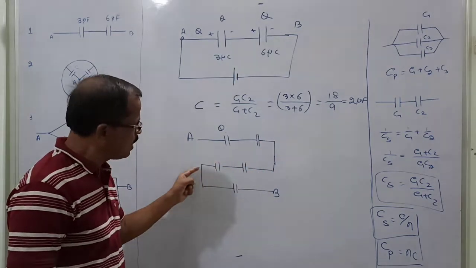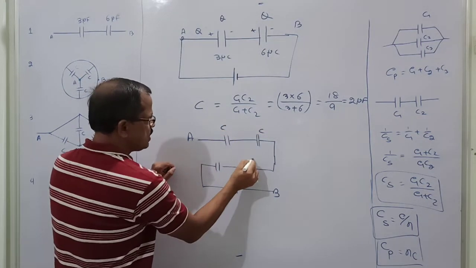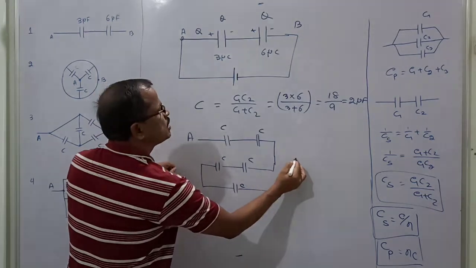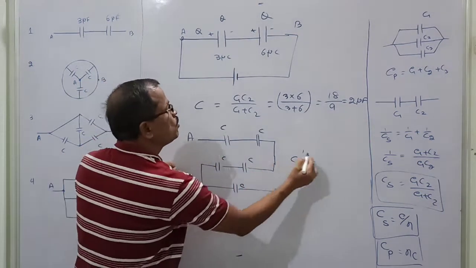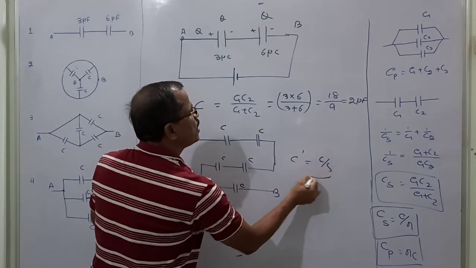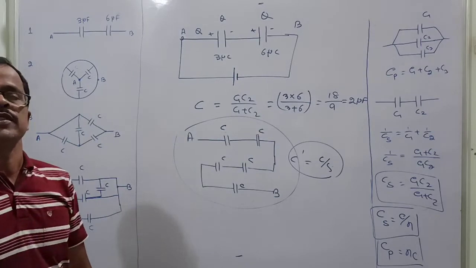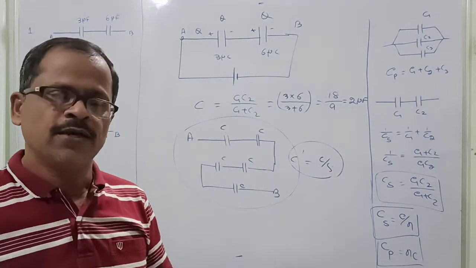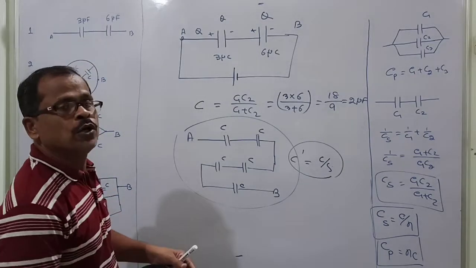It will go this way and come to this. If all the capacitors are in series and all are C, what will the net capacitance be? C dash is 1, 2, 3, 4, 5, so the net capacitance will be C by 5. Please note what the connection is and how to decide whether it is a series or parallel connection. Question number 1 is over. Now come to question number 2.